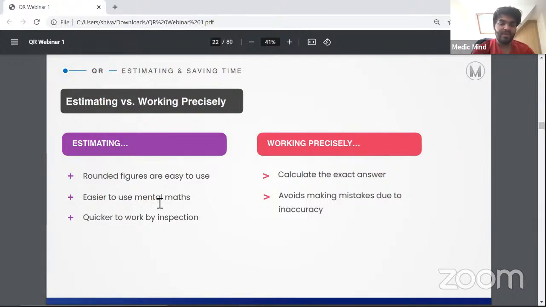When we go into QR, that doesn't work in 40 seconds. There is absolutely no way. So you have to make sure that you skip steps where they're absolutely unnecessary, but at the same time, you're making sure that you're getting the correct answer as well.